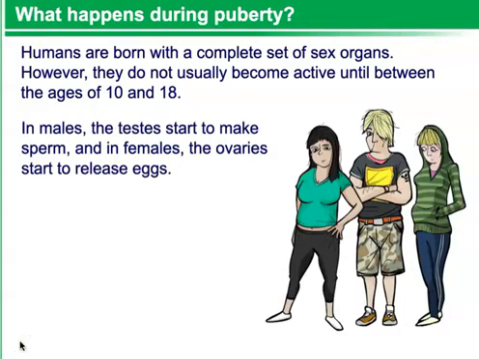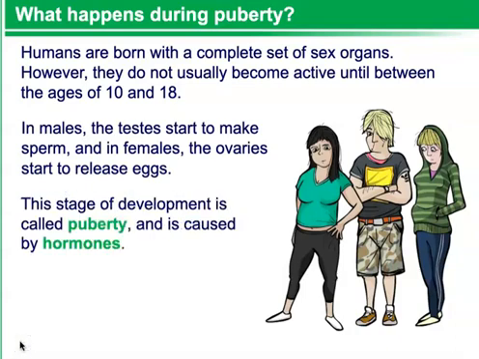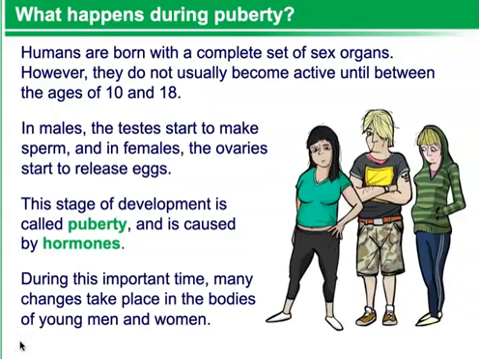In males, the testes start to make sperm, and in females, the ovaries start to release eggs. This stage of development is called puberty and is caused by hormones. During this important time, many changes take place in the bodies of young men and women.